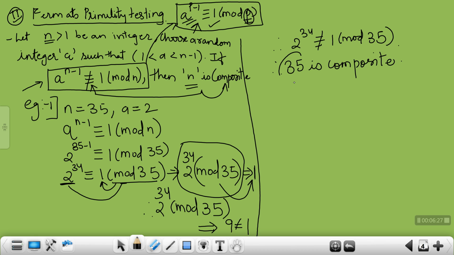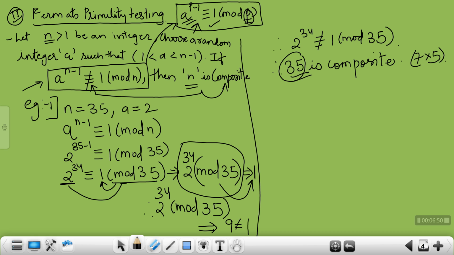35 was also a composite number because we know the factors of 35. It is a smaller number which we have taken in the example, which is why it is easy to identify whether it is composite. But when you solve examples with more complex values, you will be more confident in checking whether a number is composite or not. So 35 has two factors, 7 and 5.